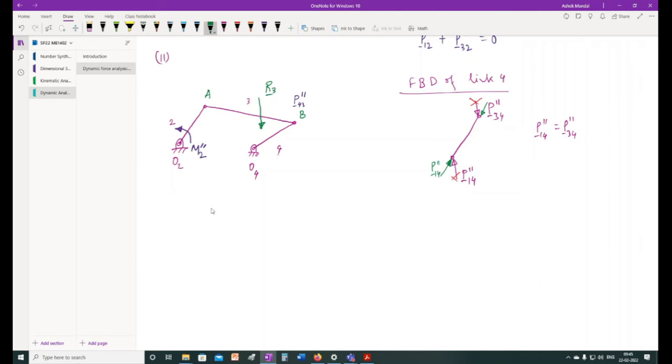One thing you must see here: the sign depends on these values. If all these quantities are positive, that means this direction is fine. But if this becomes negative, that means this direction is just opposite. So with this, we have now found this joint force.